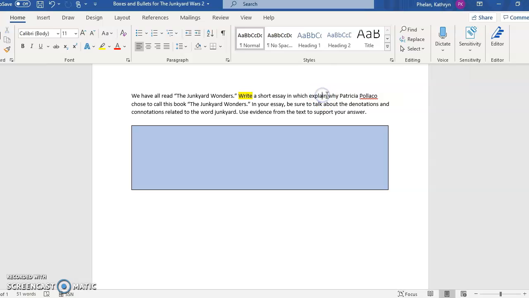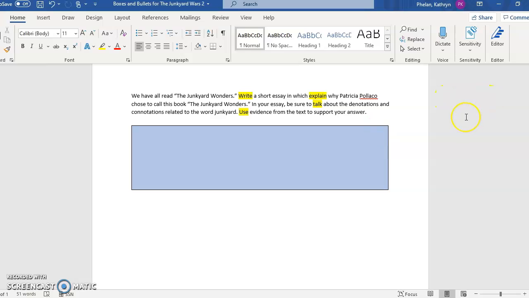Let me go back. Explain is a verb. I'm doing the do-what strategy to make sure I'm including all of the pieces that are necessary, and that I understand what the prompt is before I start writing. Notice that most of these verbs come toward the beginning of the sentence, so those are going to be my do words. I need to write, I need to explain, I need to talk, I need to use.